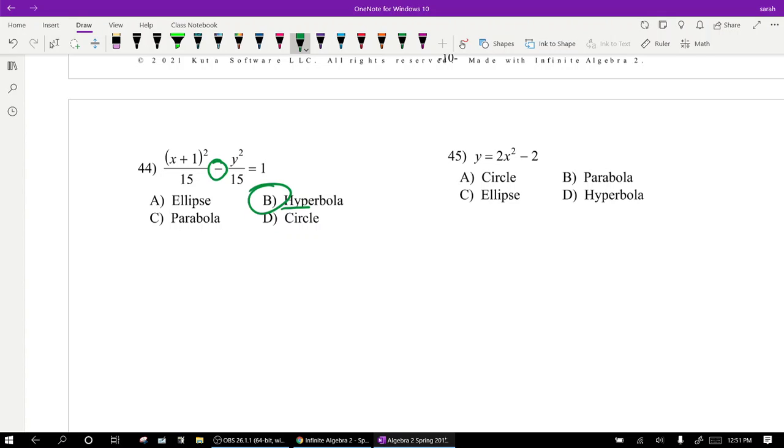And for 45, this one, I've got one variable squared and the other one not, so that has to be a parabola, B. And that is the end of your review.